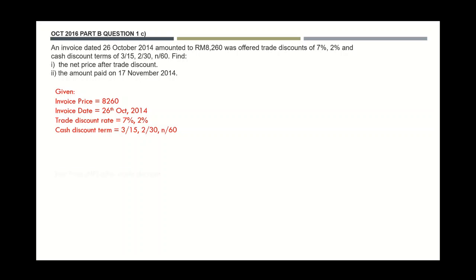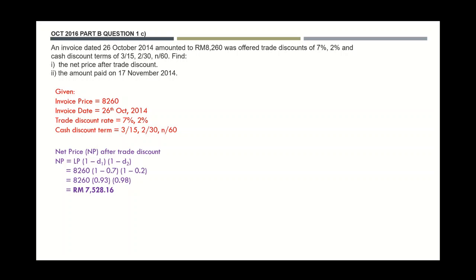So the first part asks you to find the net price NP after the trade discount. So using this net price formula, NP is equal to LP (1 minus D1) and (1 minus D2), because we only have two trade discount rates, 7% and 2%. So substituting into this value, you have 1 minus 0.07, 1 minus 0.02, and LP is equal to 8260. So calculating this, you get that the net price is equal to 7,528.16. Okay, so that is for the first part.